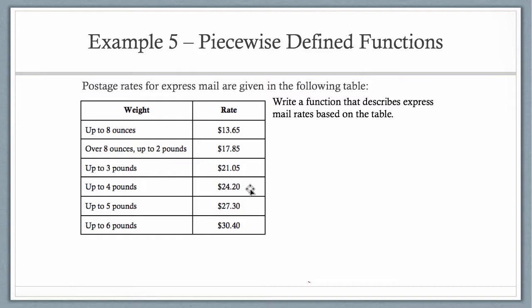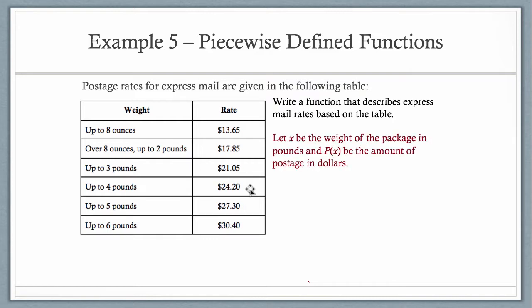So I want to use this information in the table to write a function. So this is really a very classic application of a step function. Our steps are represented by the weight of the package. Our rate gives us how high that step is. So we're going to let x be the weight of the package in pounds and P(x) be the amount of postage in dollars.